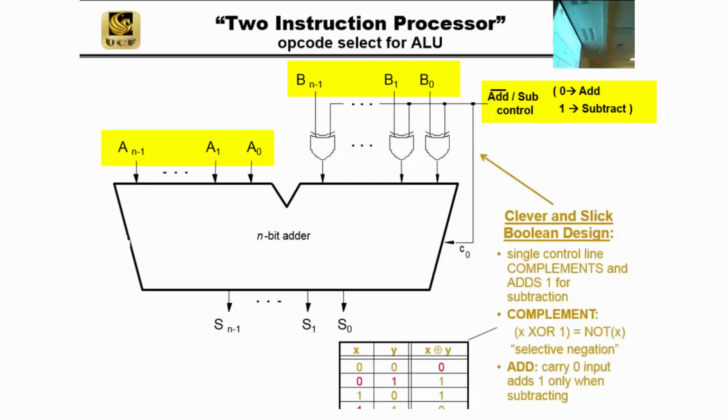If I want to add A and B, I set this line to 0. So what happens when I have 0 exclusive ORed with anything? Good question. 0 exclusive ORed with anything. Not 1. X exclusive OR with 0 is X.